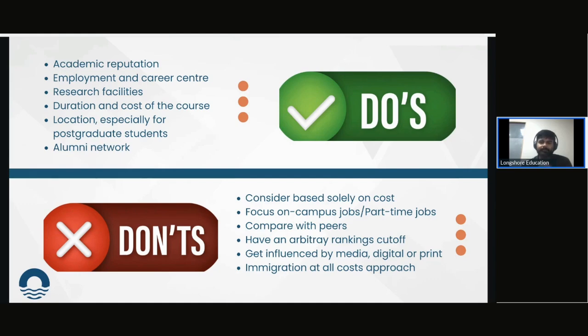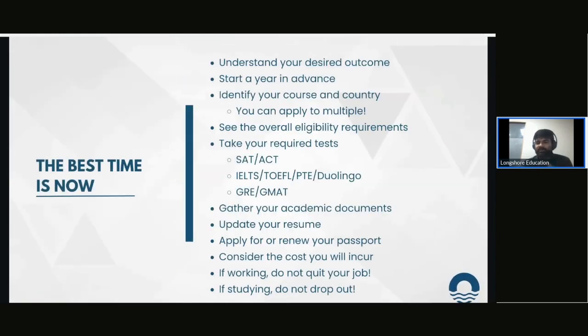When do you start the application process? Honestly speaking, the best time is now. Once you have understood your desired outcome, you can start a year in advance to a few months in advance. Identify your course and country, and you can definitely apply to multiple countries. See the overall eligibility requirements. Take your required tests: the SAT, ACT if needed for the US, IELTS, TOEFL, PTE, Duolingo. If you're planning to apply to the UK, Oxford and Cambridge do require a particular entrance test as well.